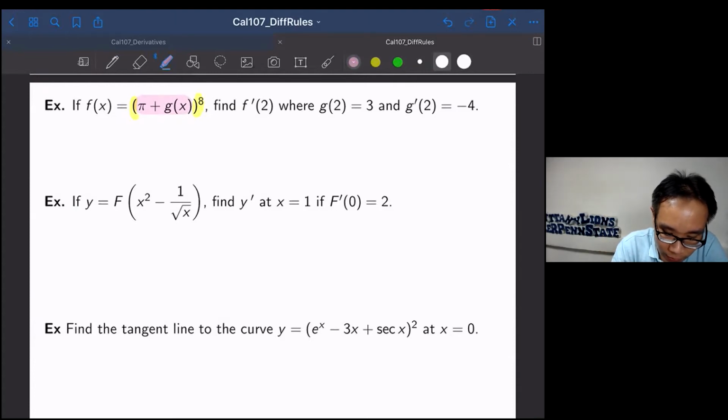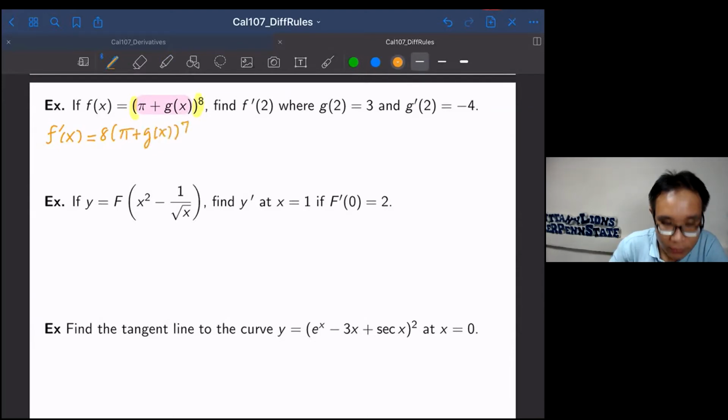So in this case, let's first find f prime of x. You have f prime of x equal to 8 coming down, (pi plus g(x)) to the 7. So it's going to be this one, and don't forget to differentiate the inside.